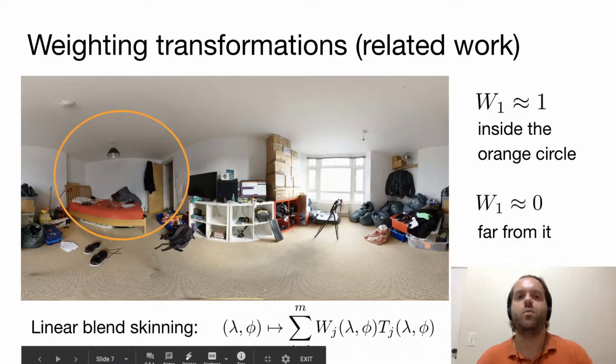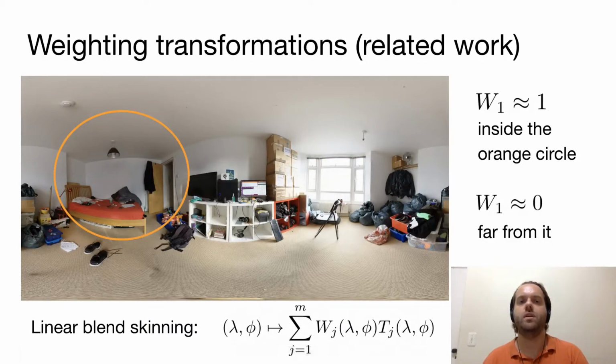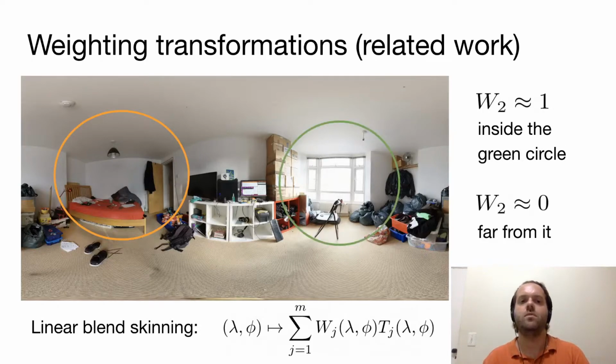For example, if we want to apply a specific transformation T1 to the area inside the circle without affecting other areas, we set the weight function W1 to be closer to 1 inside the circle and 0 far from it. Doing the same for other regions such as this green circle ensures that each transformation will only affect areas where their associated weights are higher.